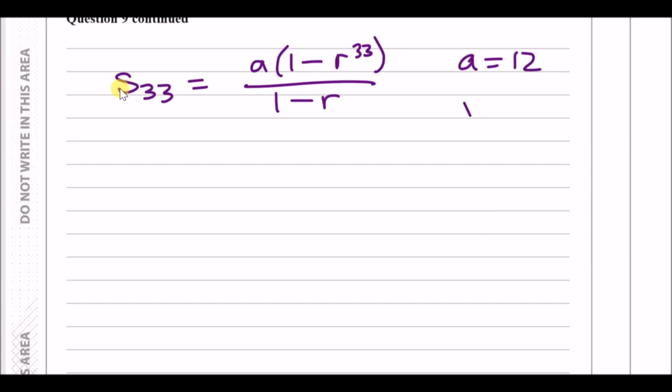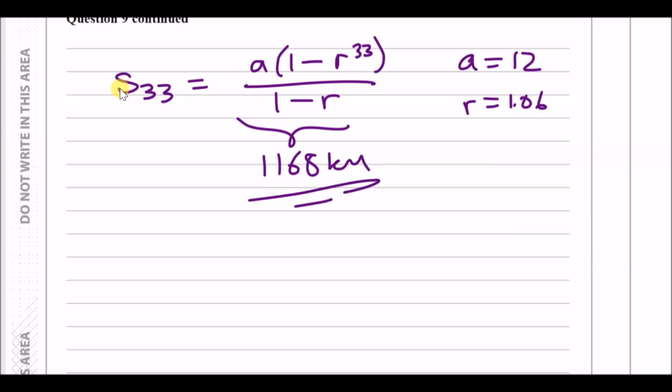So what does that give us? Well, using the general sum formula, it's going to be a times 1 minus r to the 33 over 1 minus r. And we know what a and r is. A again was 12, r was 1.06. If you plug it all in here, you should get a distance of 1,168 kilometers. Yeah, so that's how much he traveled in the first 33 days.